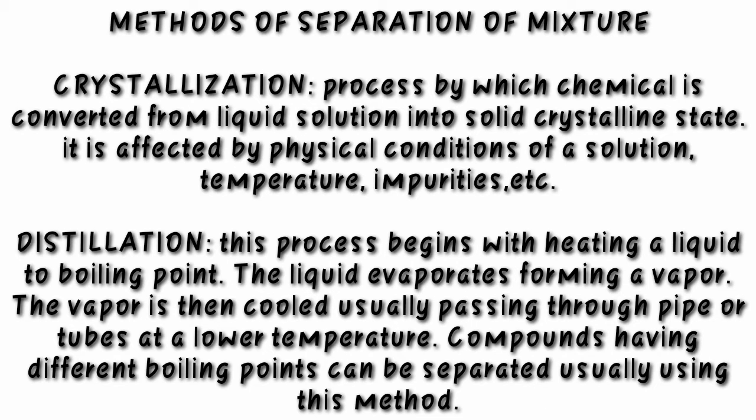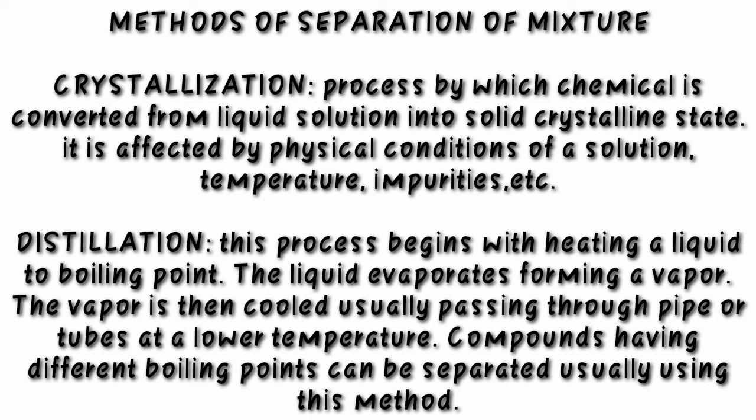Let's study the methods of separation of a mixture. The first one is crystallization. Do you know what crystallization is? It is a process by which a chemical is converted from a liquid solution into a solid crystalline state. The crystals are formed when we perform the process of crystallization. It is affected by the physical condition of the solution, that is, temperature and impurities as well. Example is salt crystallization. We make borax, salt and alums and all. These are formed by crystallization.